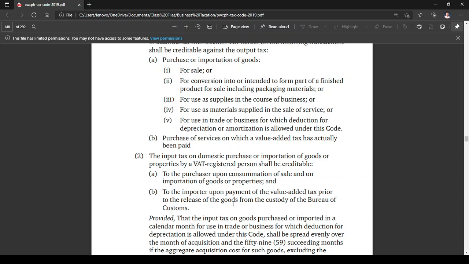this is iba siya compared sa domestic purchaser, na instead sa domestic purchaser saka lang siya magbabayad ng value added tax upon selling, right? Upon selling. Pero yung importer before pa lang niya makukuha yung goods niya, kailangan na niya magbayad ng value added tax, right? So, pwede natin mag-credit yung input tax upon payment of the value-added tax.